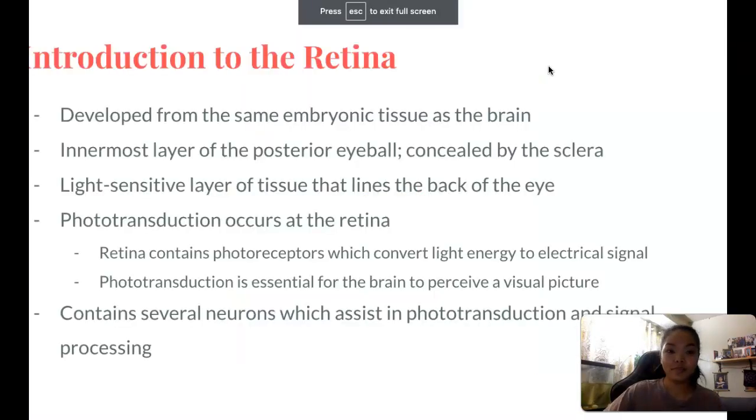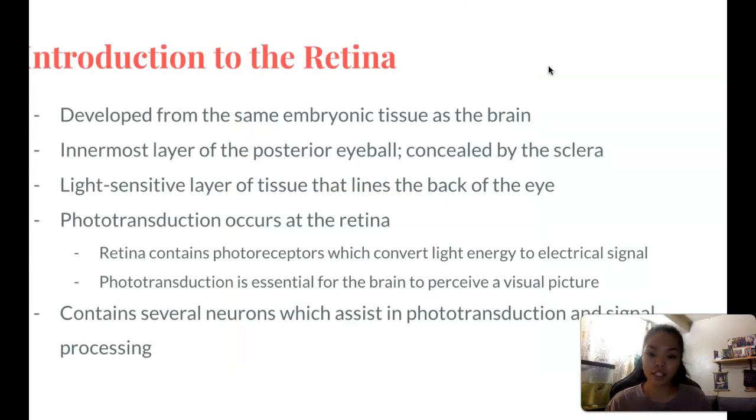So the retina. A brief introduction. The retina is developed from the same embryonic tissue as the brain. It is the innermost layer of the posterior eyeball, and it's concealed by the sclera. So if we look in the mirror at our eyes, we would not be able to see the retina, and that is largely because it's on the posterior aspect of our eyeball, in the back of our eyeball. And it's concealed by the sclera, which we know as the white part of our eyes.